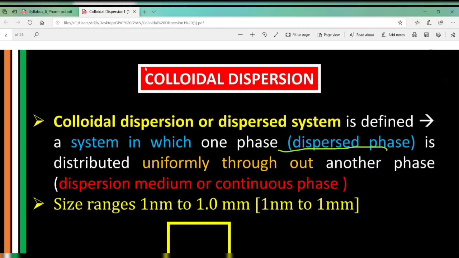And what is dispersion? Dispersion means there should be a dispersed phase, which is uniformly distributed through another phase, and that phase is called the dispersion media.